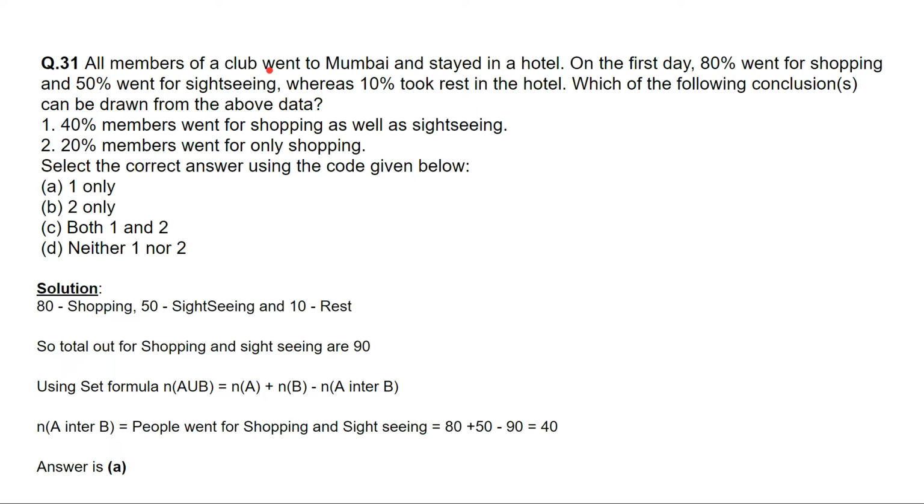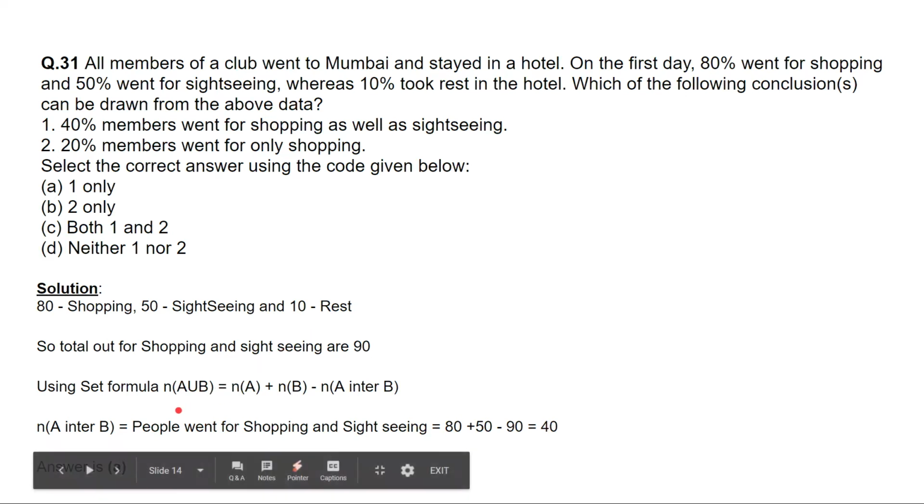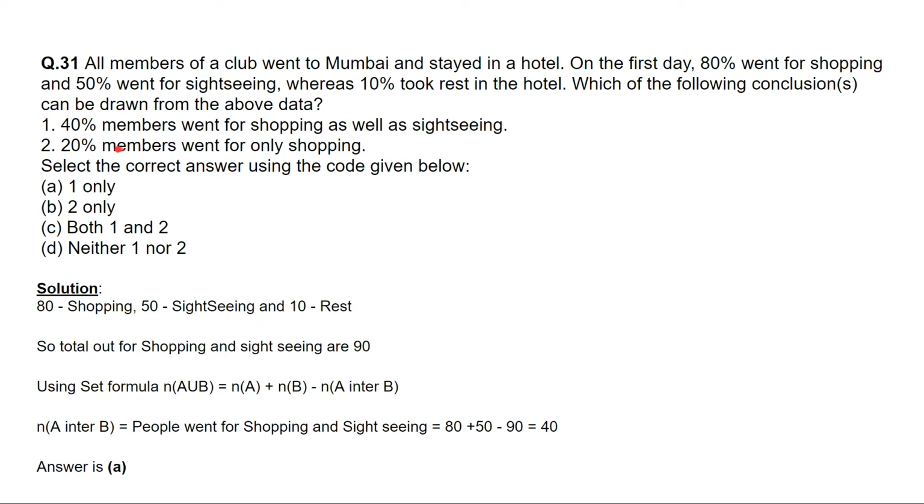Okay, so this is again a logical question. There are certain people in Mumbai. Out of that, 80% went for shopping, 50% went for sightseeing, and 10% of them have taken rest. They have not gone anywhere. So if we assume that there are 100 people in the hotel right now, out of that 10 are taking rest. So that means 90 people went for shopping and sightseeing. If we calculate how many went for both shopping and sightseeing, we are getting 40 here. So we can say 40% of the members went for shopping as well as sightseeing.